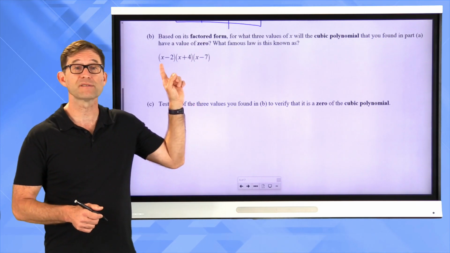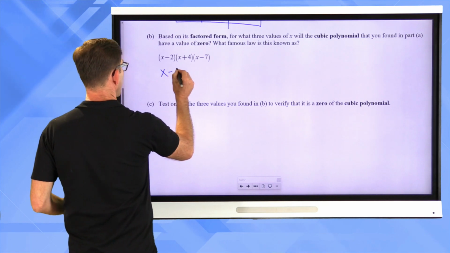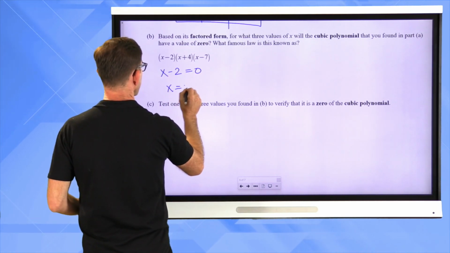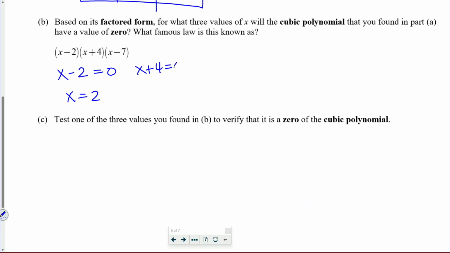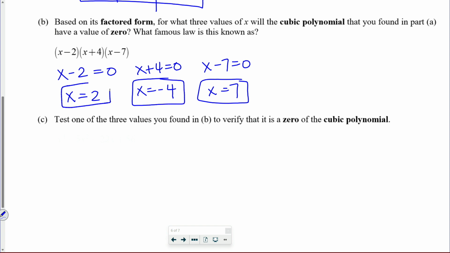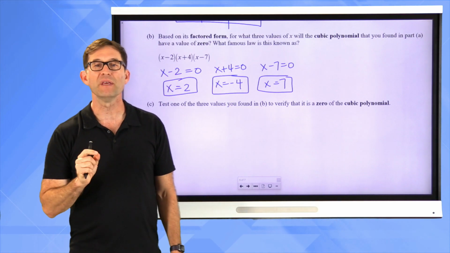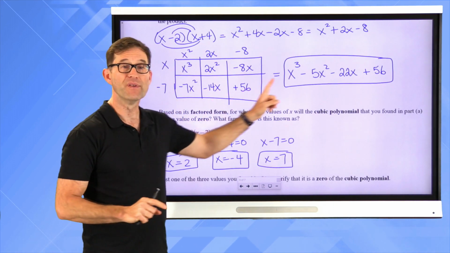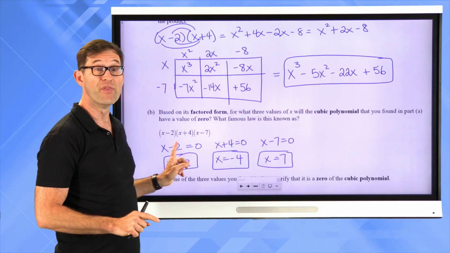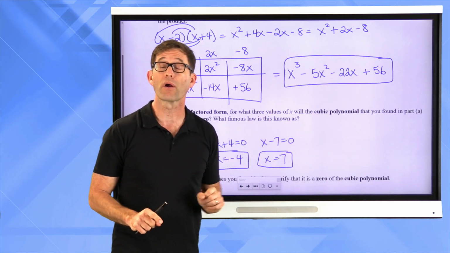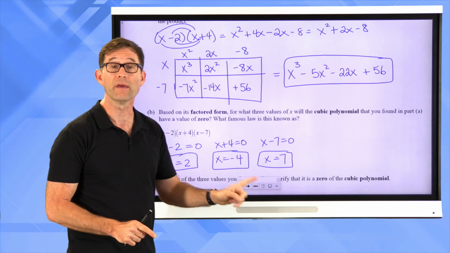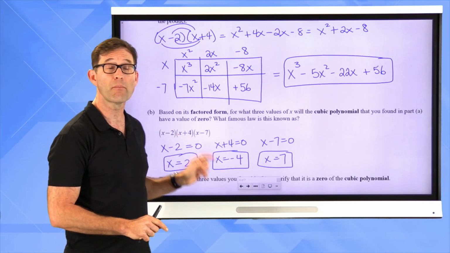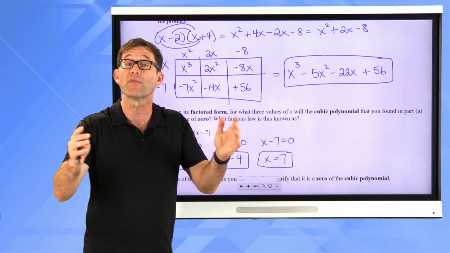All right, well, to make x minus 2 equal to 0, x would be equal to 2. x plus 4 would be equal to 0 when x is equal to negative 4. And x minus 7 would be equal to 0 when x is equal to 7. So any one of these three should be zeros of this polynomial. Because this product and this polynomial are equivalent, and any one of these three, if you substituted them into this product, would make one number in the product equal to 0, which would make the entire product equal to 0.